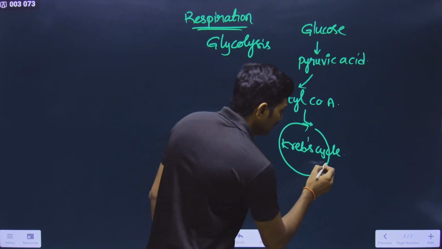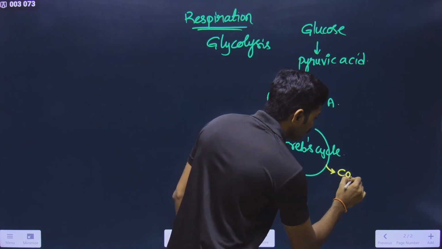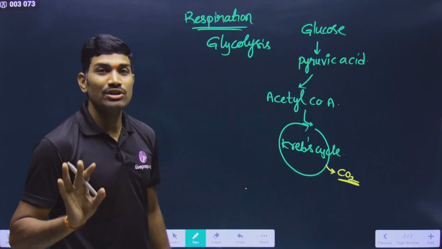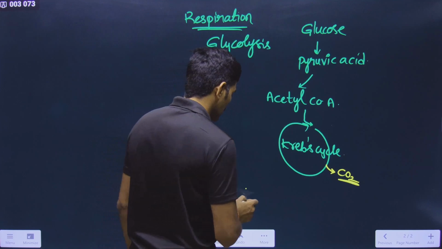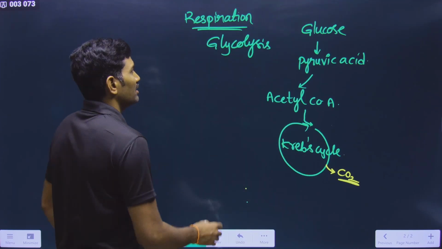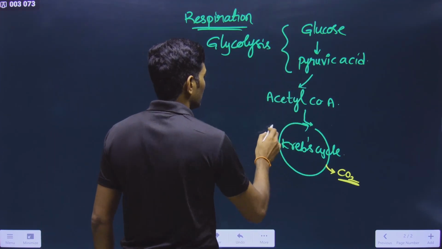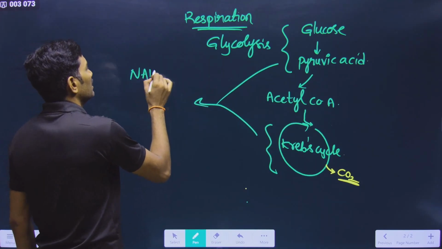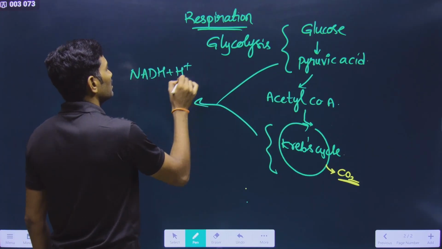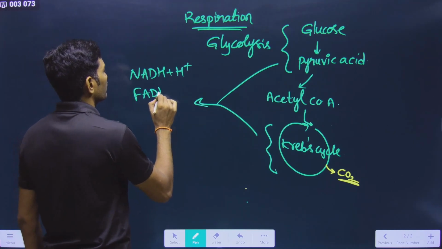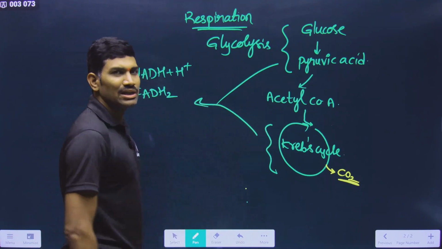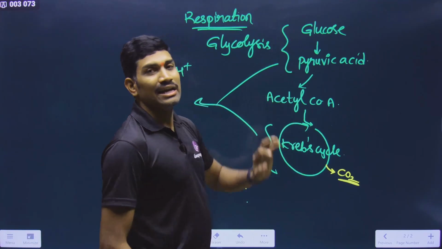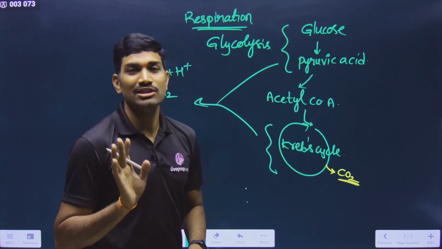In the Krebs cycle, there is an important point. What is the point here? In the Krebs cycle, CO2, carbon dioxide, is released. Okay, this is how the Krebs cycle occurs. And here in glycolysis and in the Krebs cycle, we observe the formation of NADH plus H plus and also FADH2. FADH2 is produced only in the Krebs cycle, but NADH plus H plus is produced in both the Krebs cycle and glycolysis.